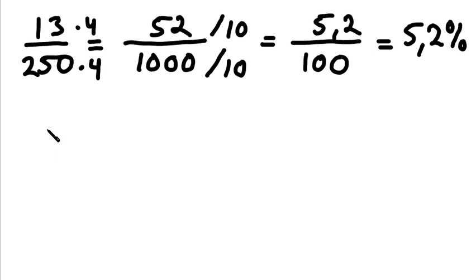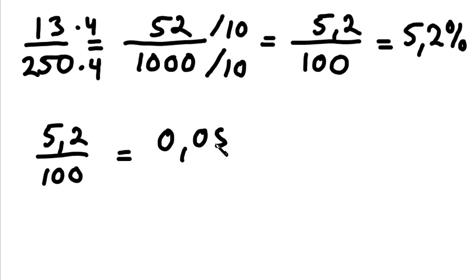Well, 5.2 divided by 100. It's 2 zeros, so we're going to move the decimal point 2 steps. So one step is here, then we will have 0.52, right? But we're gonna move it one step further. So 0.52, if we move it here, it's gonna be 0.052. So this is the decimal.